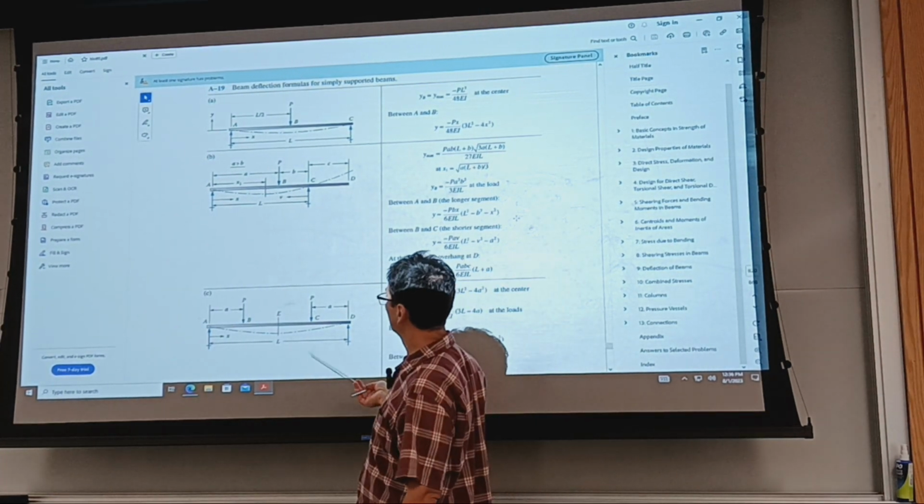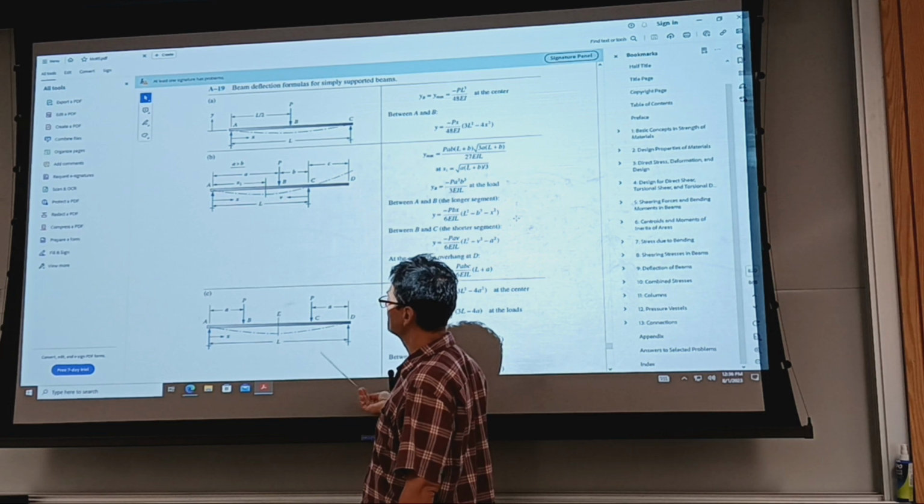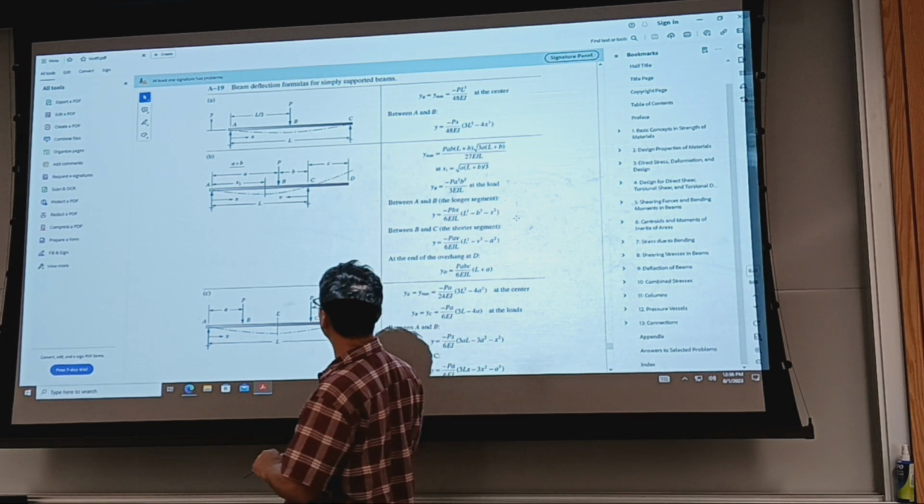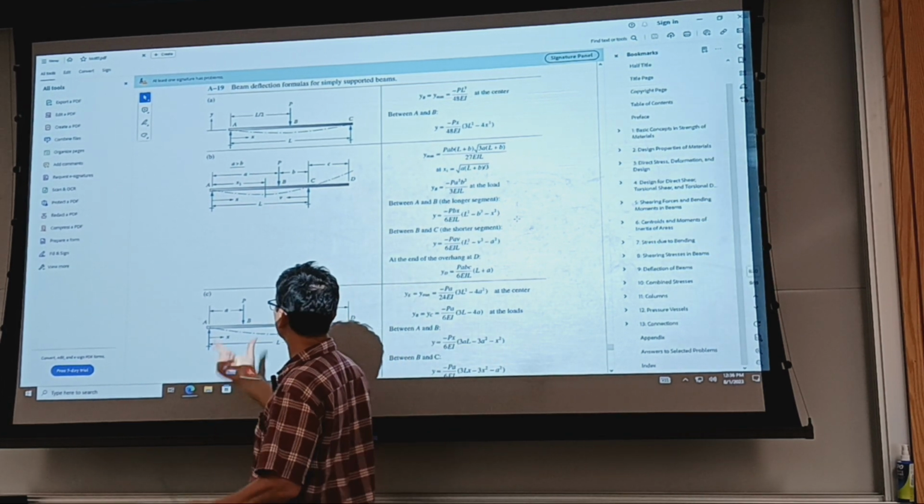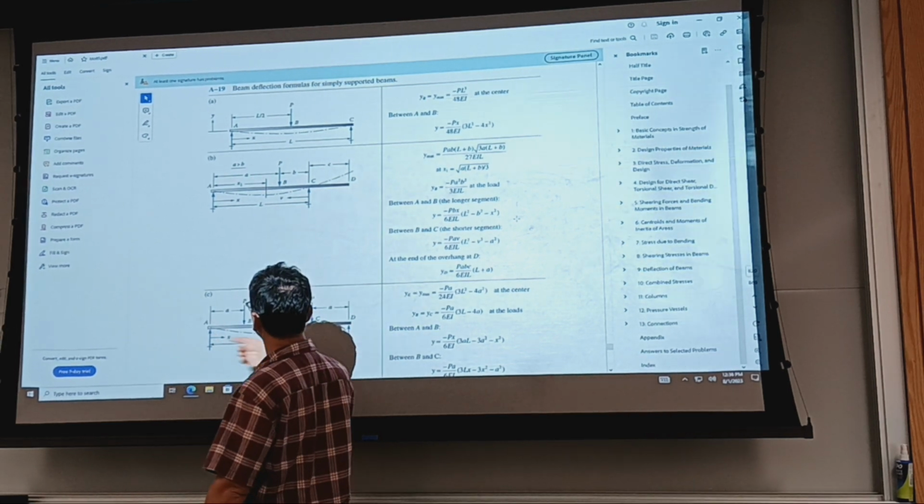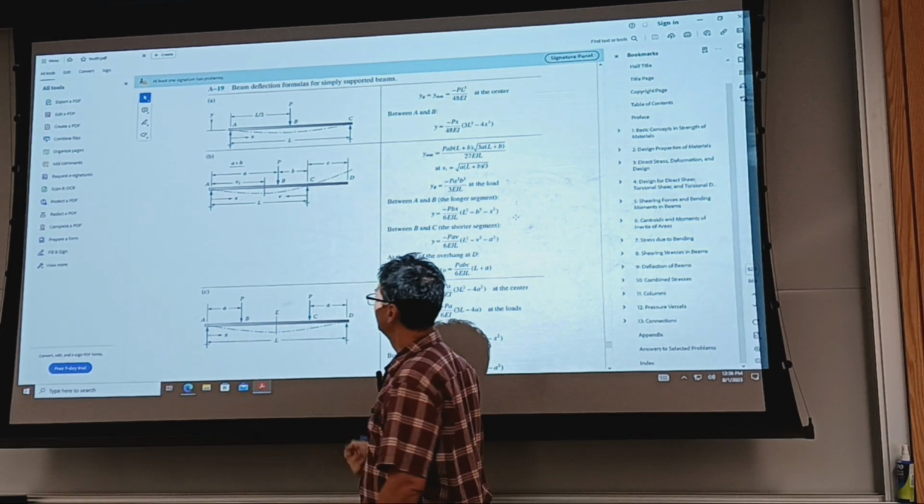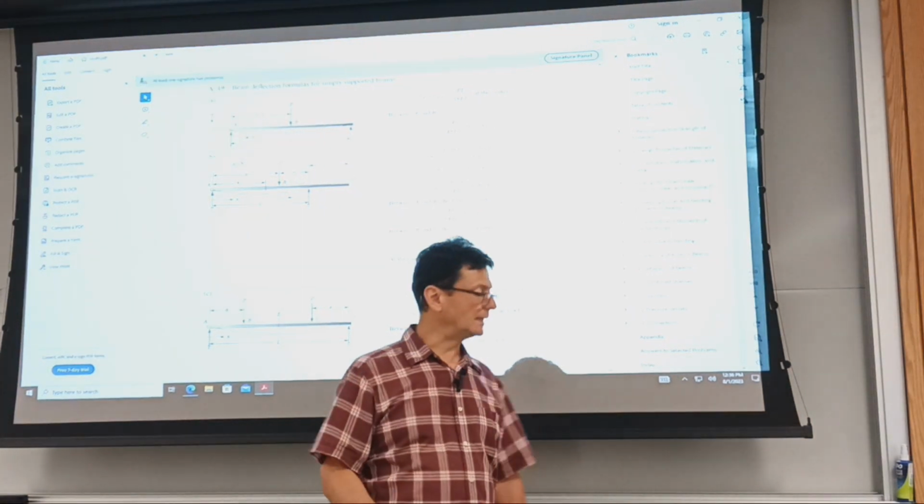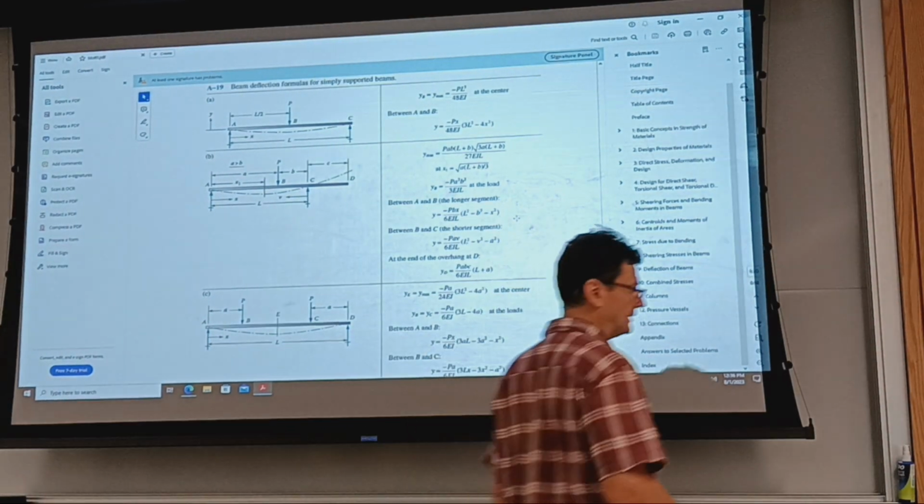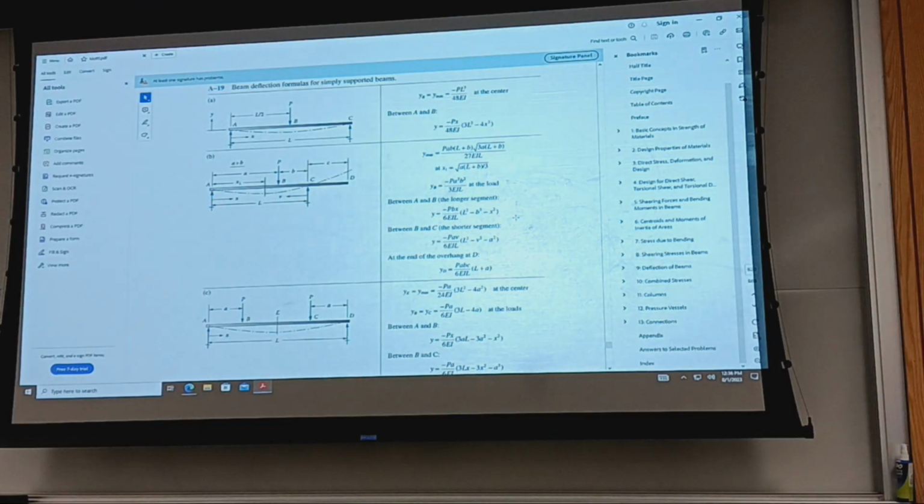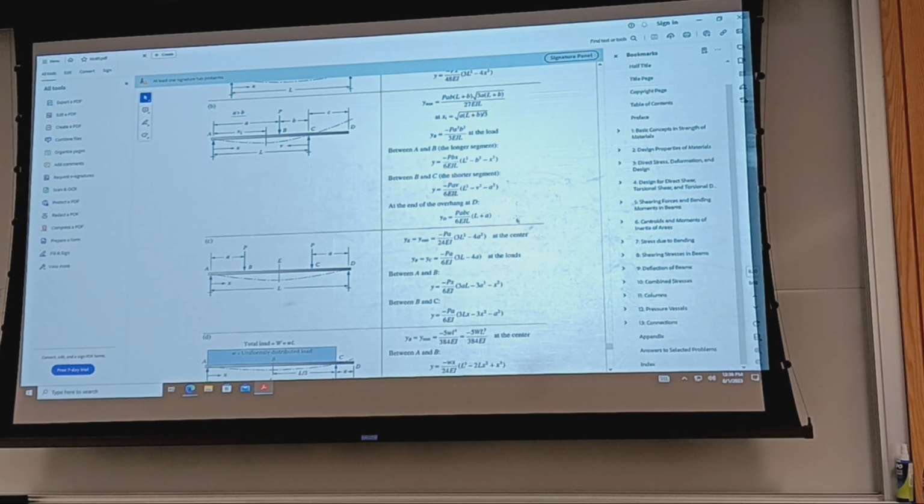This is a particular case of loading where we have two equal forces acting inward, simply supported at equal distances. This would be a case of pure bending between the loads, that is, between B and C, right?